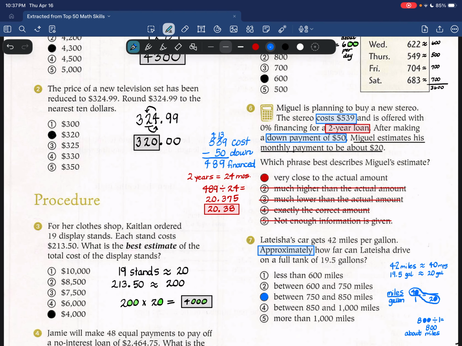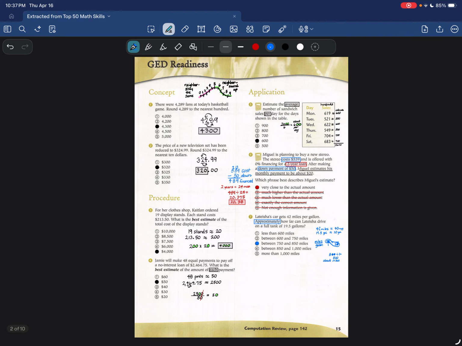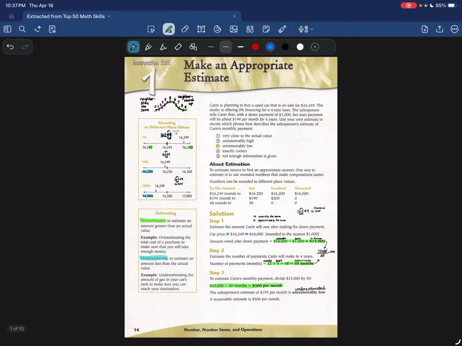All right, hopefully these questions make sense. They are not easy questions. Nothing in this book is easy. But if you miss this on the pretest, this is a good review of the skill, making an appropriate estimate.